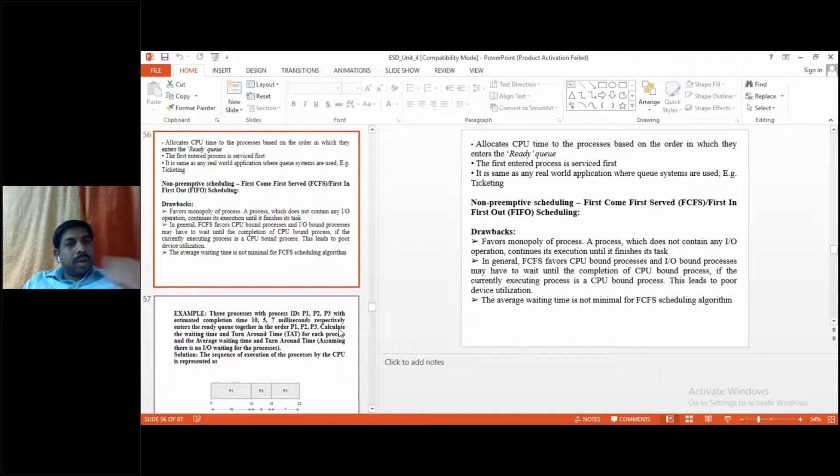Scheduling means providing CPU time for each of the tasks or processes. Under this, we have non-preemptive scheduling, and under that, first come first serve scheduling. In order to allocate CPU time, we are using the technique called first come first serve, non-preemptive.